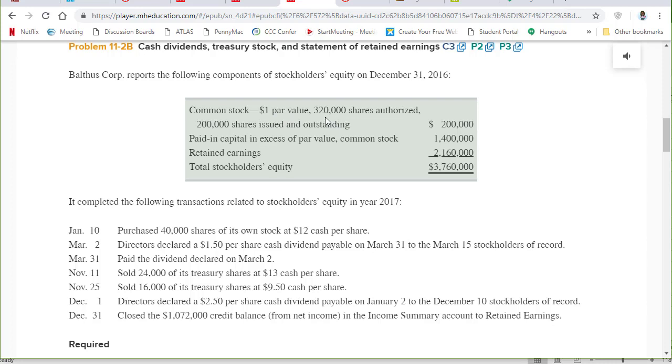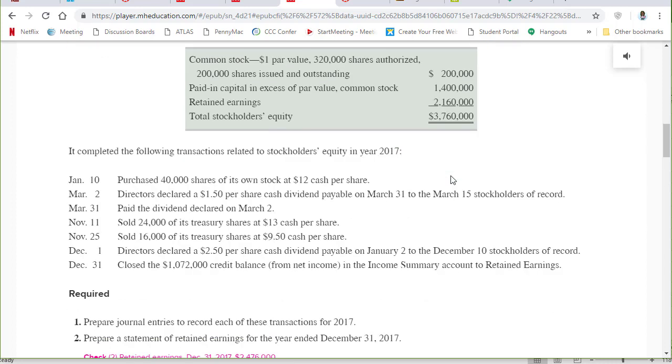Authorized shares are 320,000, which are the maximum shares this corporation is allowed to issue, and then we have 200,000 shares that are issued and outstanding. Be sure to read the details, so that gives you some inside information. And here goes our excess above the par, the legal capital that we have in common stock. And then we also have our retained earnings, our total over from the basic accounting equation.